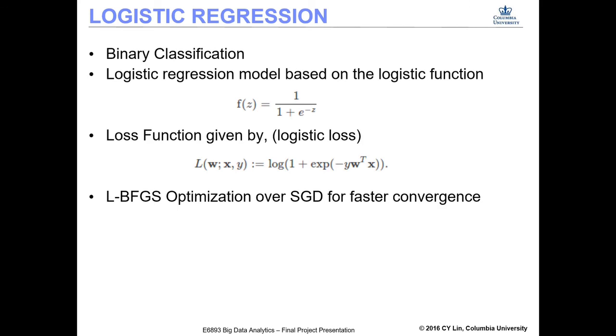The logistic regression uses an LBFGS optimization. It's the limited memory Broyden-Fletcher-Goldfarb-Shanno optimization, used over an SGD optimization because of the faster convergence when using an LBFGS optimization. This optimization requires binary values for the labeled points.